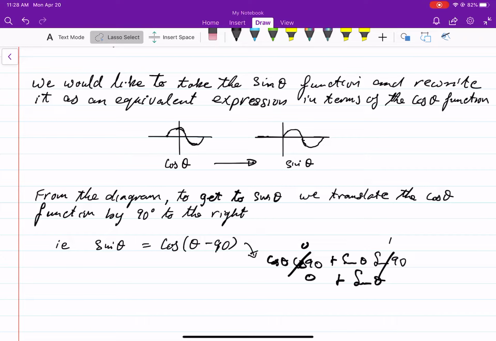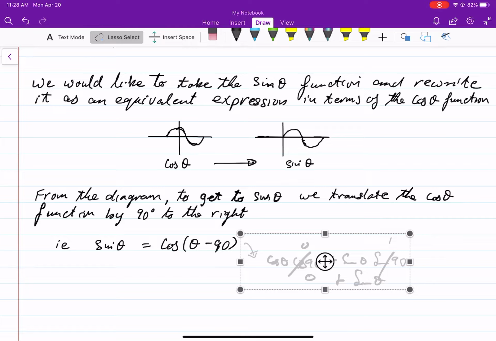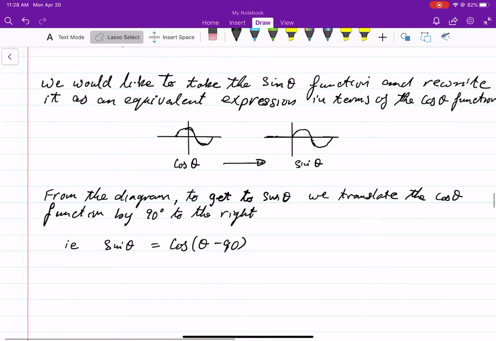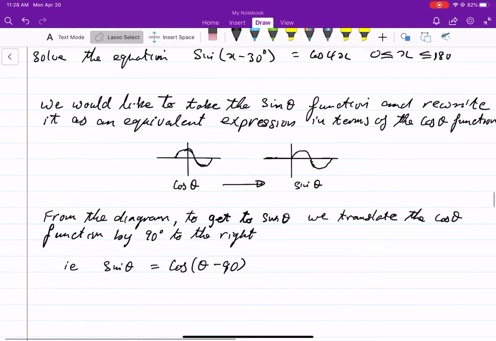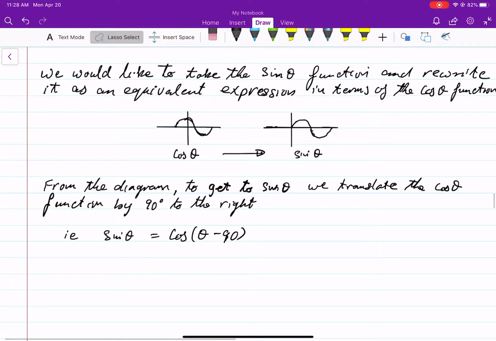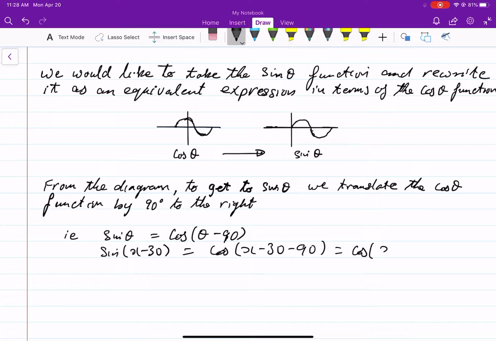All right. Get rid of that. I don't really want that. That's just a side proof as such. Good. So I want to take the sine function in this case, which is sine of (x minus 30). That's my theta in this case, and we write it as cos of the same (x minus 30) minus 90, which is cos of (x minus 120).